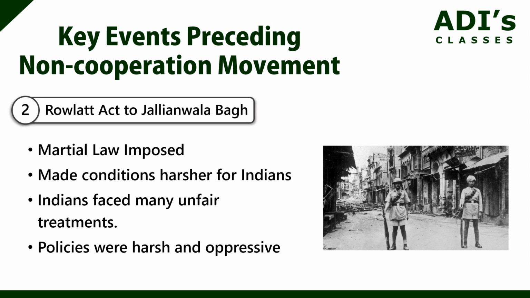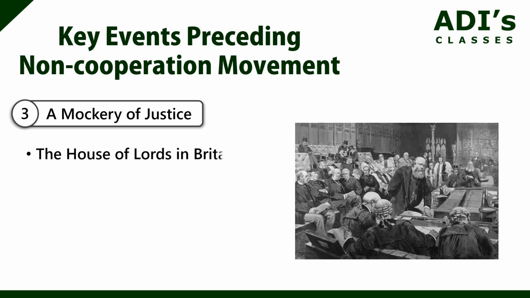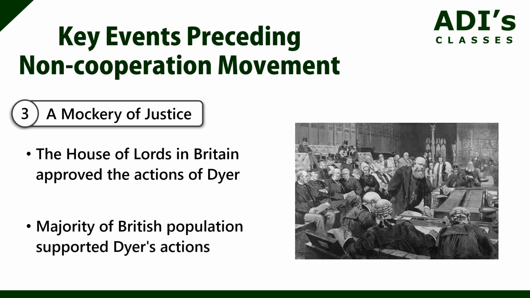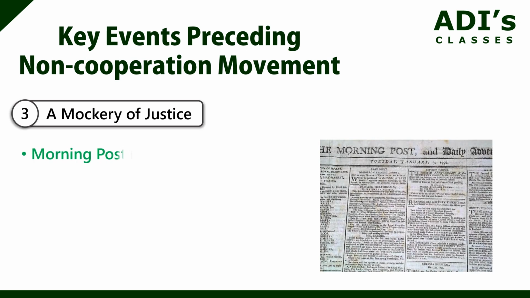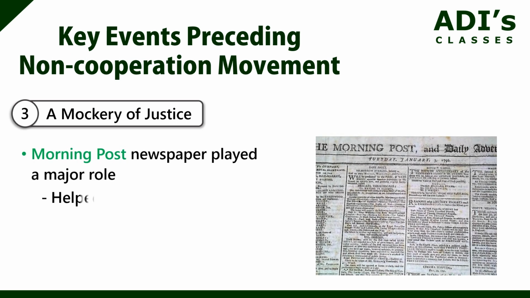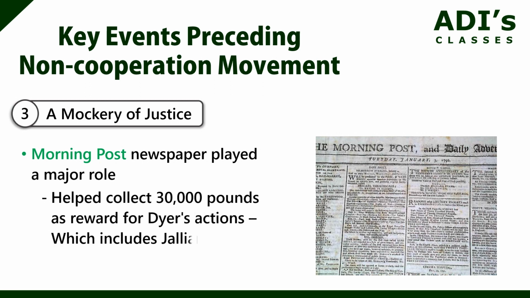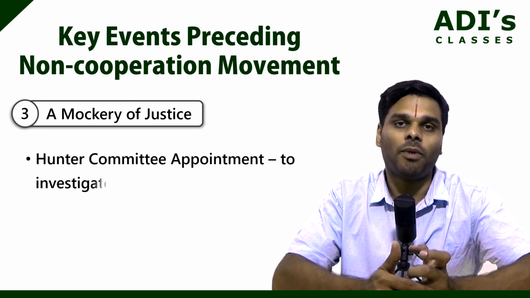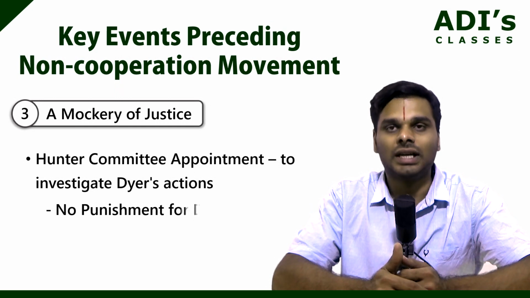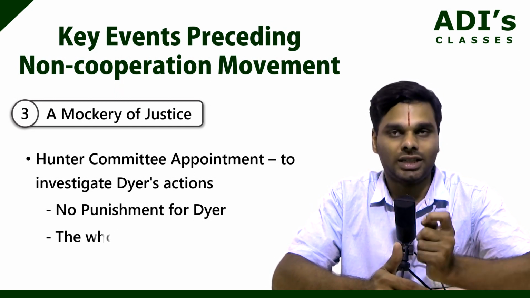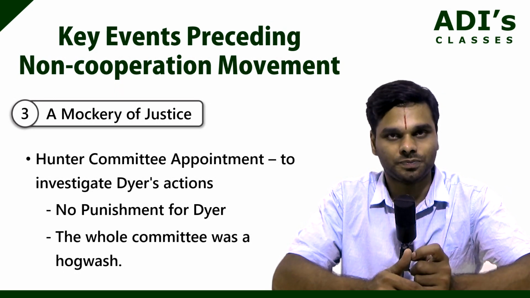caused great resentment. The third point, the House of Lords in Britain approved the actions of Dyer. Remember, Dyer had killed more than 1,000 people in the Jallianwala Bagh massacre. In fact, the British population in general approved Dyer's actions. The newspaper Morning Post helped collect over 30,000 pounds from the British population as a reward for Dyer's actions in Punjab, which included the Jallianwala Bagh massacre. The Hunter Committee was appointed to look into the actions of Dyer. The Hunter Committee did not punish Dyer. The whole committee was a hogwash.